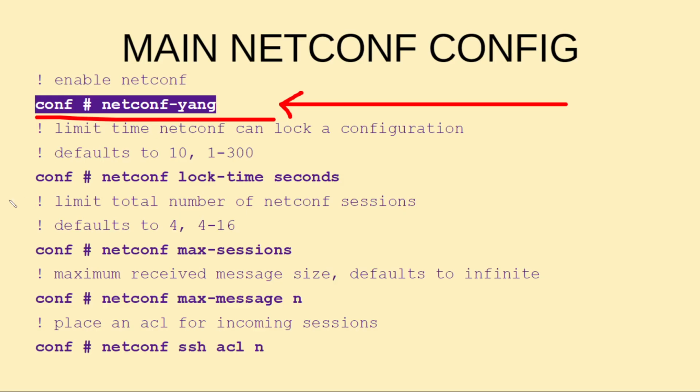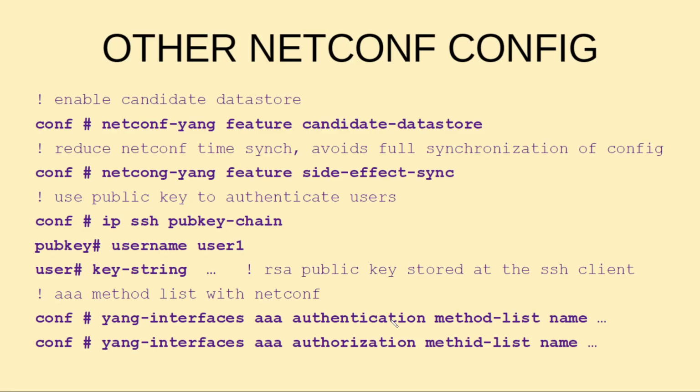Then we can customize NETCONF, such as the amount of time that the user may lock a data store, how many simultaneous sessions we are willing to provide, the maximum size of an incoming remote procedure call that we are willing to accept, an access control list for incoming sessions. We can enable a candidate data store. We can reduce the amount of time that NETCONF uses in order to synchronize configuration with this command, and we can further secure and authenticate and authorize NETCONF with these commands.